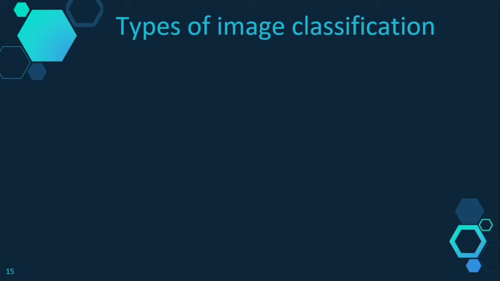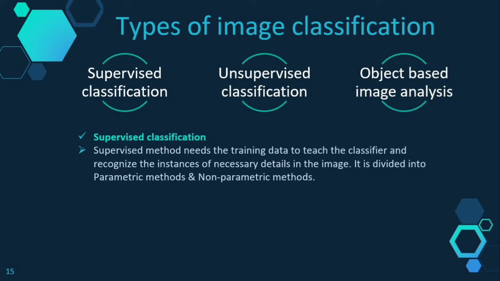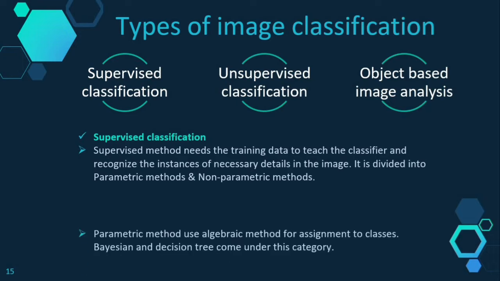And then we move on to the types of image classification. Image classification is divided into three types: supervised classification, unsupervised classification, and object-based image analysis. Supervised classification: this method needs training data to teach the classifier to recognize the instances of necessary detail in the image. It is divided into two types: parametric method and non-parametric method.